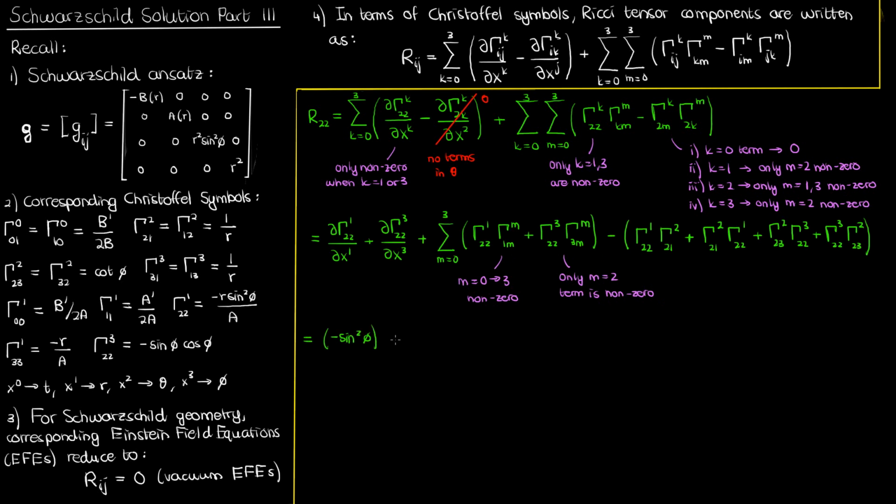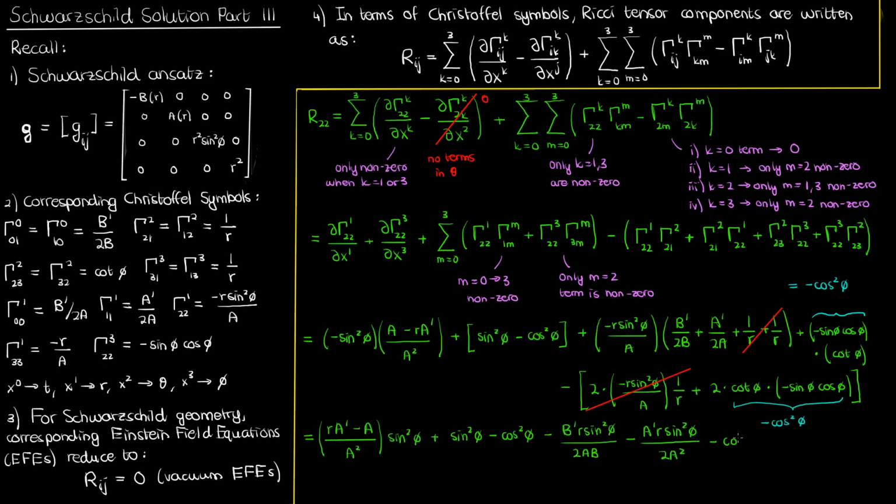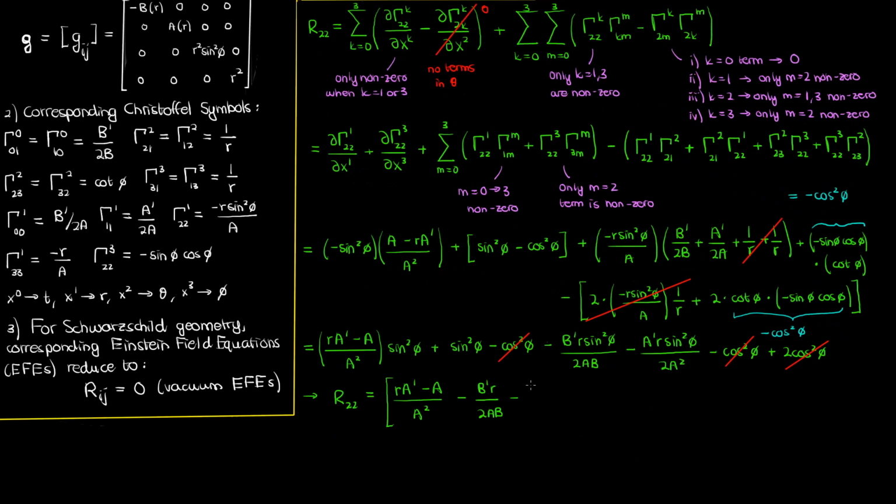This first term, this partial derivative, is found once again by using the quotient rule, and it turns out to be the following. The second term, this partial derivative in phi, is found by using the product rule on negative sine phi cosine phi to end up with this. We'll then plug in the other Christoffel symbol terms to get the following. We'll cancel some like terms and simplify to finally get this equation for our R22 Ricci tensor component.